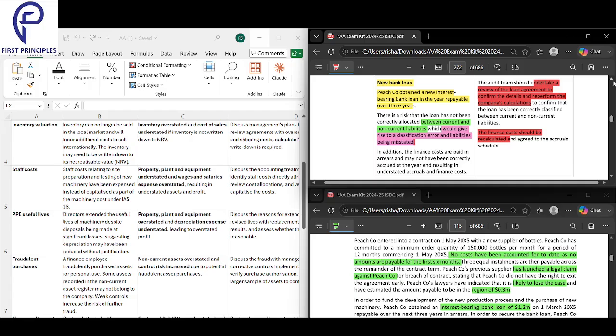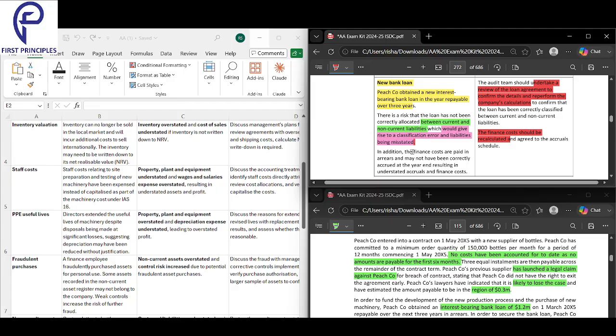So what you have to do is discuss with management on what basis they have done the classification, and also go to the loan agreement. See how much they have to pay this year and how much next year. If you feel after reviewing that there's a mistake, tell them to do the classification correctly.